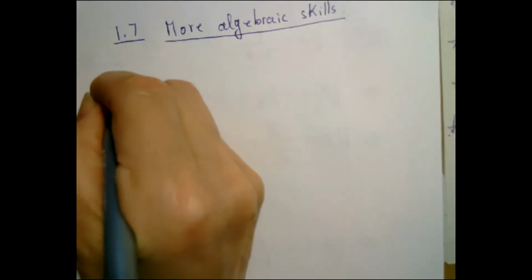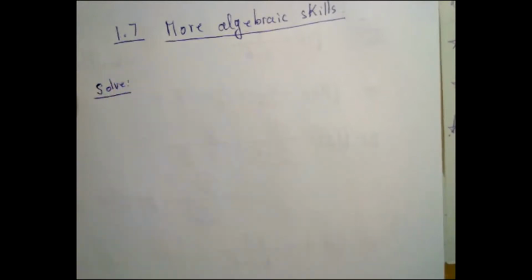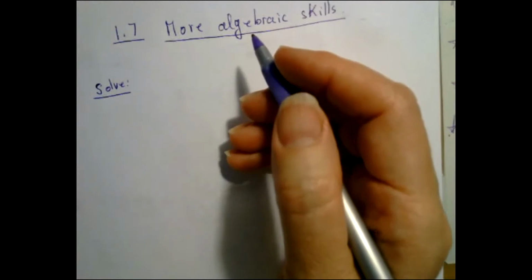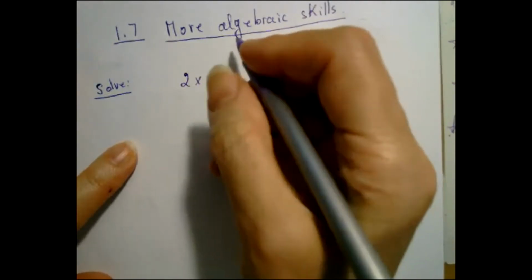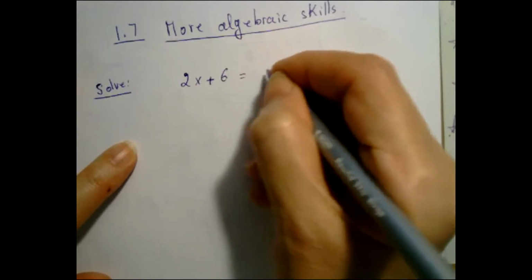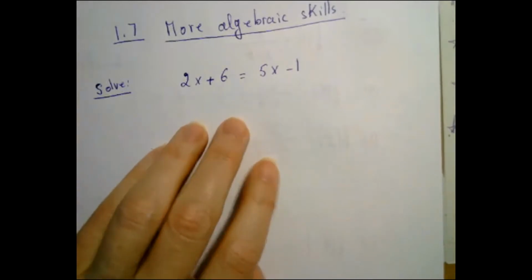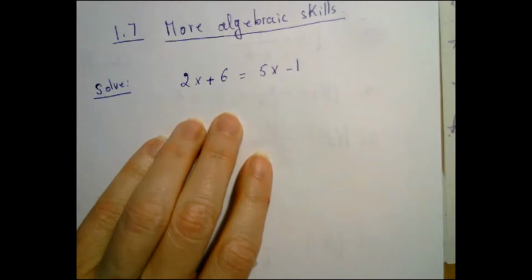I will start with the very, very basic ones, that probably you learned back in middle school. All right, suppose I start with a simple one. I tell you, solve the following: 2x plus 6, for example, equals 5x minus 1, all right? It means find the value of x so that this equality holds.